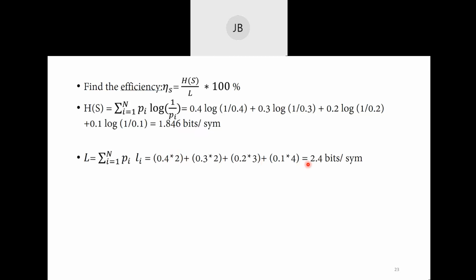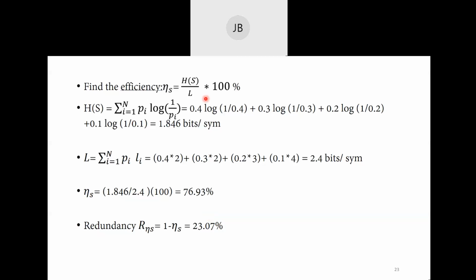Now it's easy to find the efficiency by the ratio of entropy and average code word length. That gives us an efficiency of 76%. The redundancy is nothing but 100 minus this value, that's around 23%. So that's the end of this example, and also the end of this lecture.